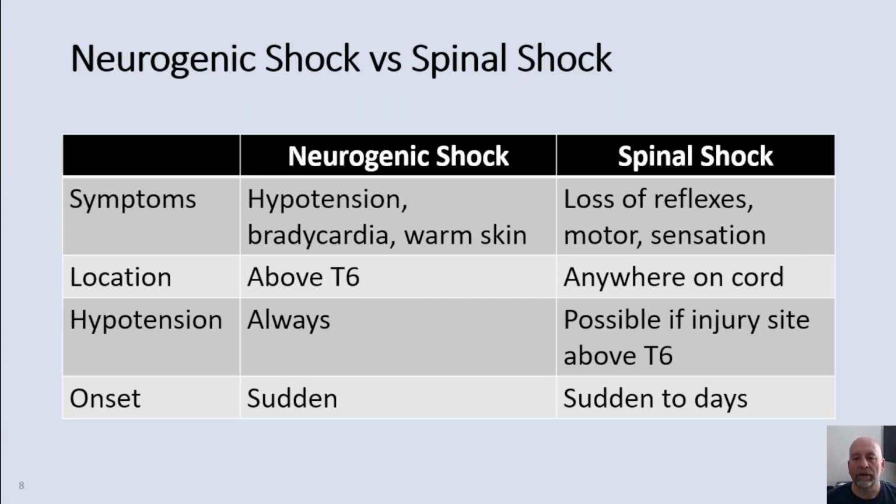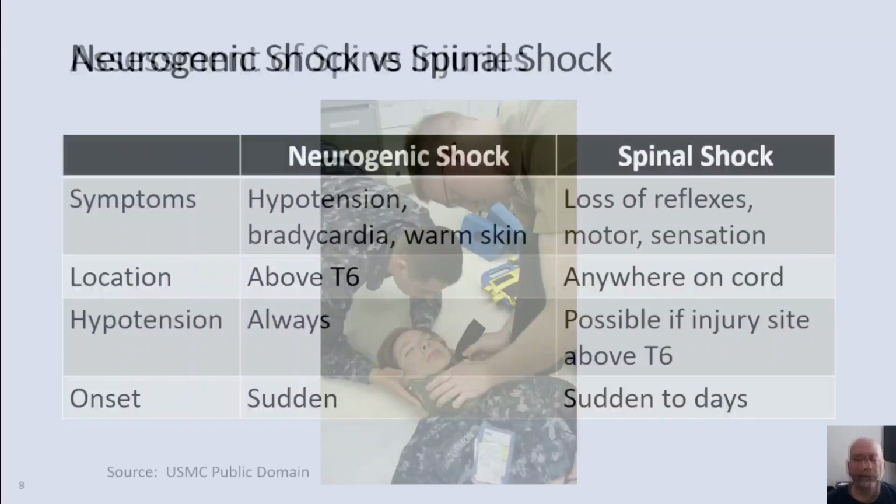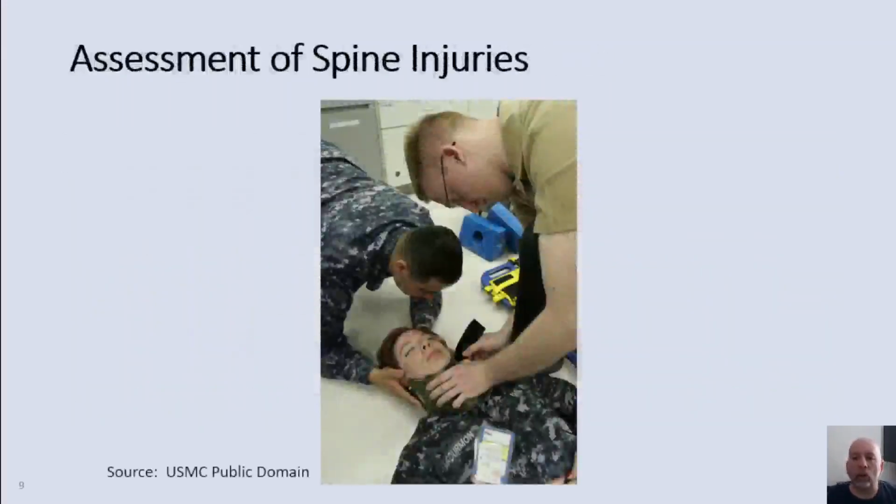Spinal shock refers to a transient loss of all spinal cord function, including reflex arc function, motor, and sensation, below the spinal cord injury site. Patients may present with a priapism or erection without sexual stimulation and loss of bowel and/or bladder control. Spinal shock patients may also present with bradycardia and hypotension if the injury site is above the level of the thoracic 6 vertebra.